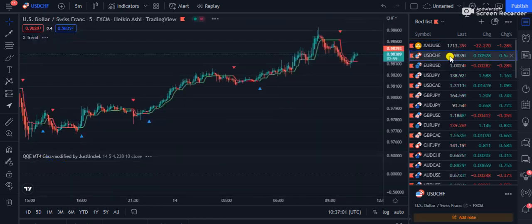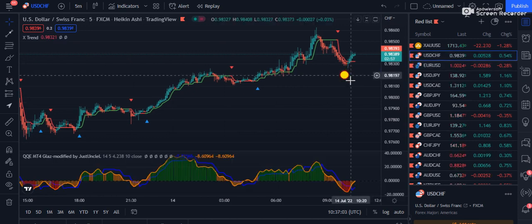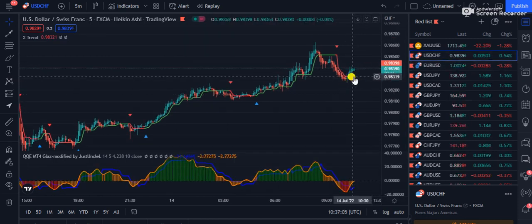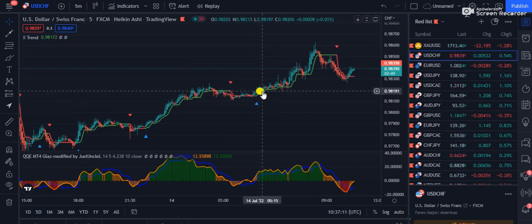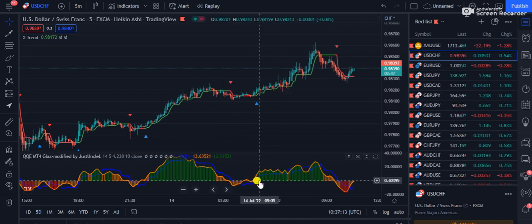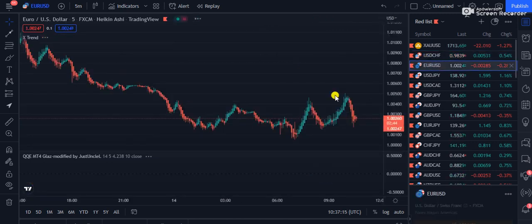I'm not limited to gold, so I'm going to take you towards other pairs. Let's take an example, for example USD CHF 5-minute. Here we have a buy signal. You can see the QQE indicator also turned green. That was a very good bullish entry.